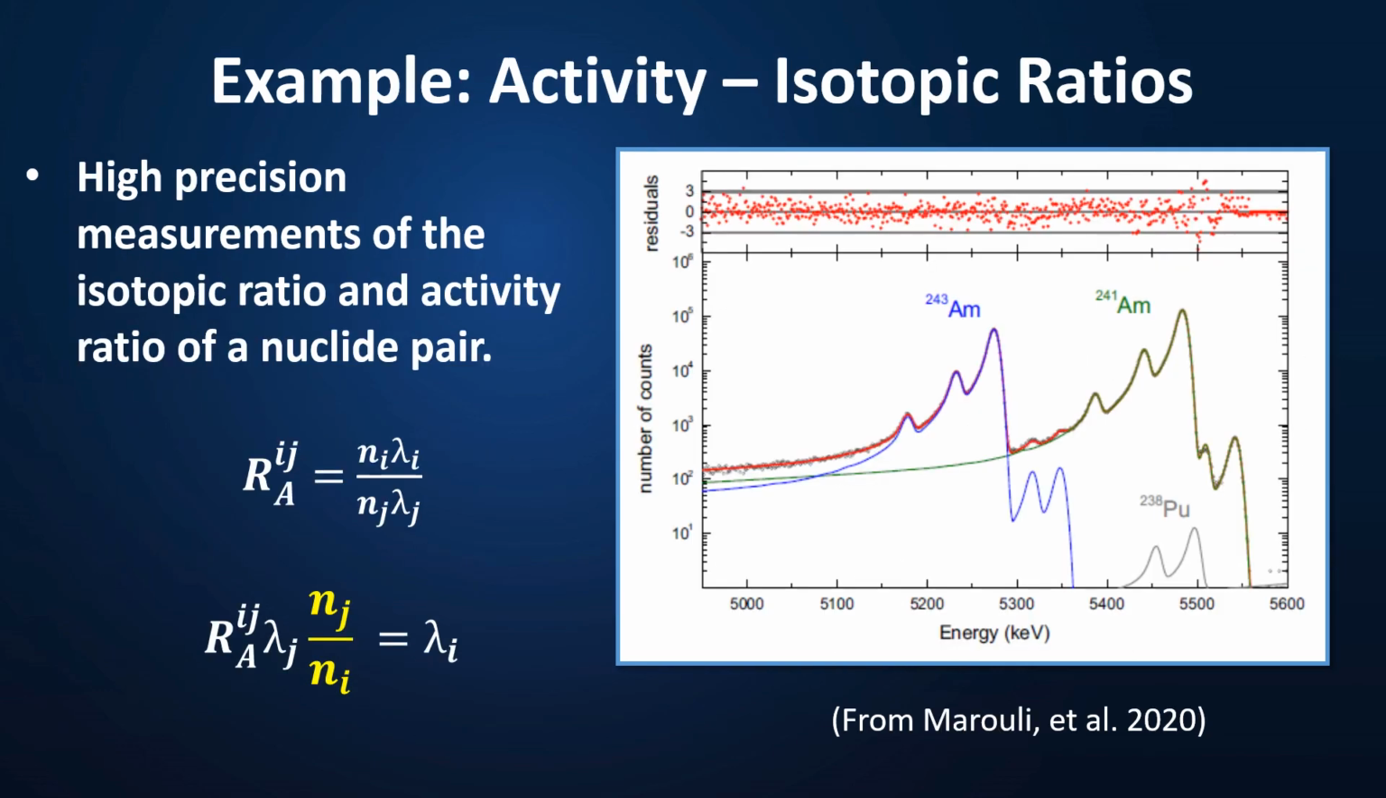In another example, Maruli et al. recently measured the half-life of americium-243 in an americium CRM by comparing the activity ratios of americium-241 and americium-243 as measured by alpha spectrometry to the well-characterized isotopic ratios measured for these nuclides in this material. Of course, the activity ratio is directly related to the decay constants and the amount of each nuclide in the material. So using the well-defined decay constant for americium-241 and the measured activity ratio and atom proportions of the isotopes, a decay constant for americium-243 was calculated.